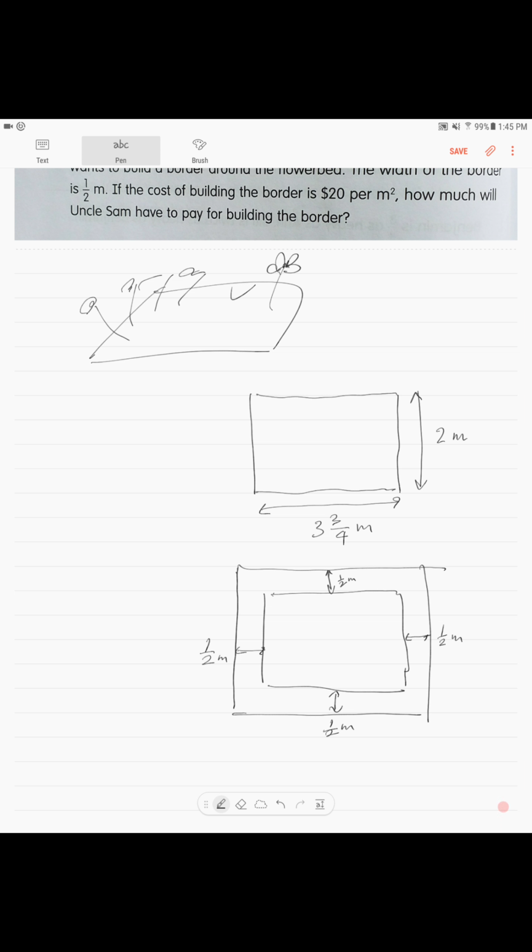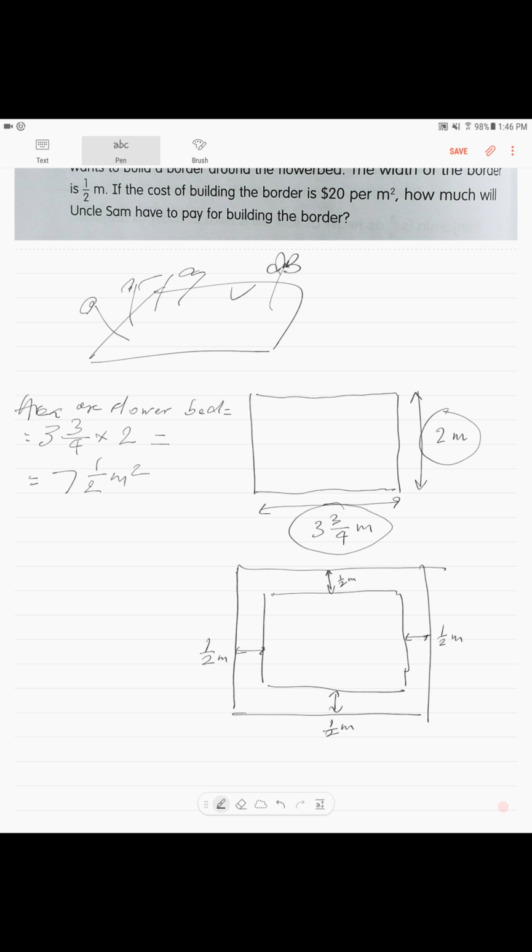So let's calculate. The first thing you do is you calculate your area of flower bed. You have your length, you have your breadth, and you calculate it. How? You just multiply these two numbers. So let's write it down. Area of flower bed is equal to 3 3/4 times 2, which is, do your math, 7 1/2 meter square.